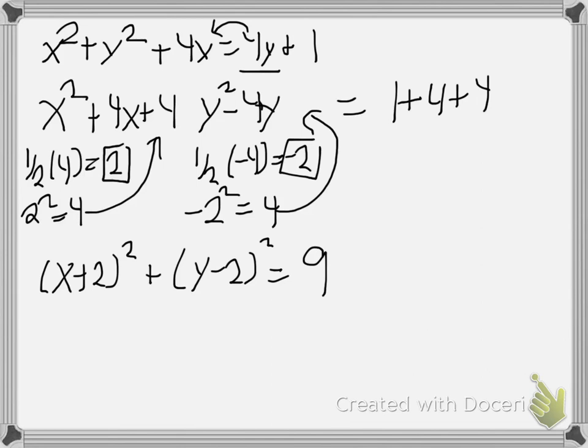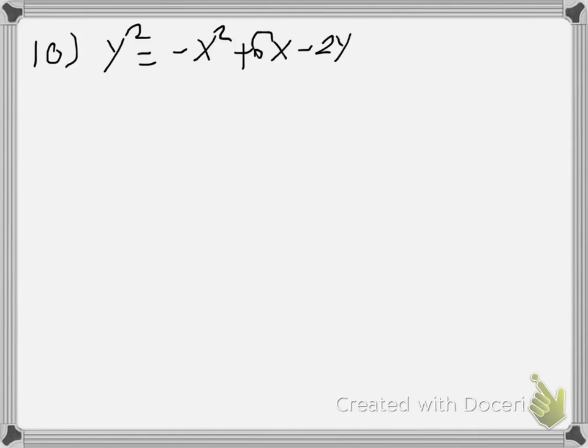Let's take a look at our last problem for today. Number 10. We have y squared equals negative x squared plus 6x minus 2y minus 9. Well, the first thing I'm going to do is I'm going to move everything to the left-hand side except for that negative 9.